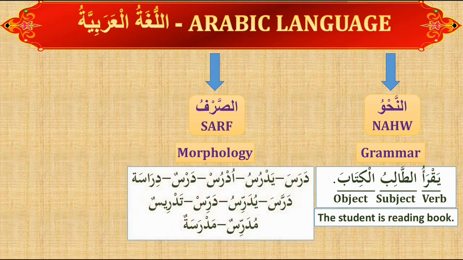For example, darasa, yadrusu, udrus, darsun, dirasatun, darrasa, yudarrisu, darris, tadrisun, mudarrisun, madrasatun. All these are derived from the root verb, which is darasa, he studied. Yadrusu, he is studying. Udrus, study, command.